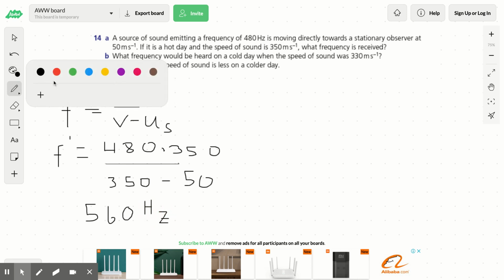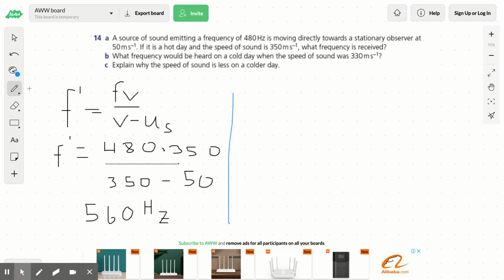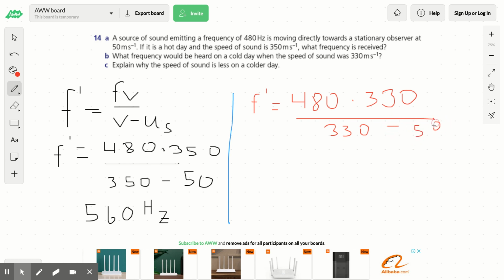All right, now I'm going to do B. B is asking what frequency would be heard on a cold day when the speed of sound was 330. We're using the same setup. The only thing we're changing is this number right here. I'm going to write this in red: F is equal to 480 again, because this hasn't changed, times, now we're doing 330, remember, in question B. All of this is going to be over 330 minus 50. Then all you need to do is solve. 480 times 330 all over 330 minus 50.